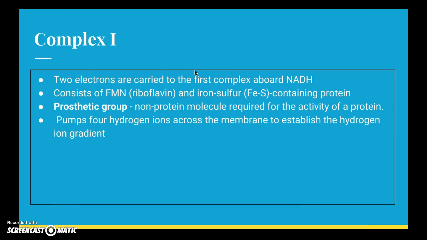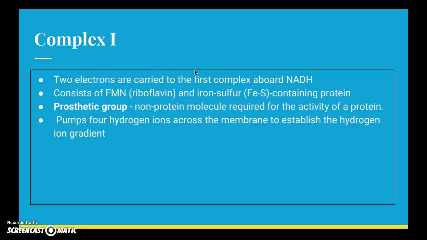In the electron transport chain, there are four complexes being used that are embedded in the membrane. The first complex consists of riboflavin mononucleotide, also known as FMN, and an iron-sulfur containing protein. Basically, this is a complex made up of a prosthetic group, which is a non-protein molecule required for protein activity in a protein. This prosthetic group is the FMN. 2 electrons are carried to the first complex aboard NADH. Additionally, this complex pumps 4 hydrogens out of the matrix into the intermembrane space to create the hydrogen ion gradient.